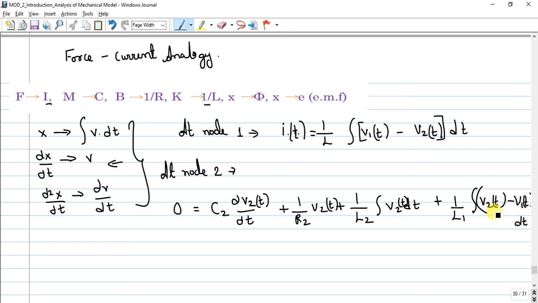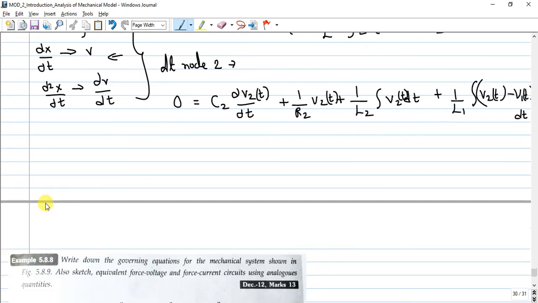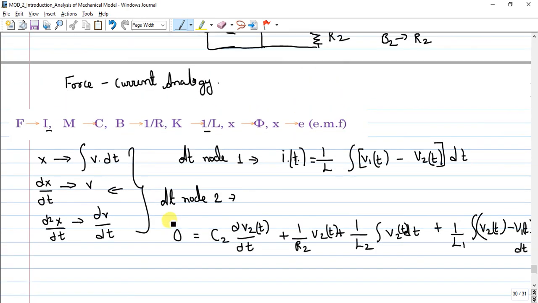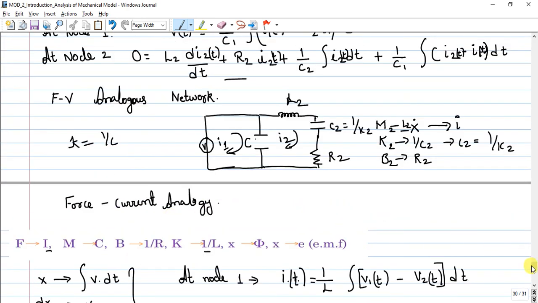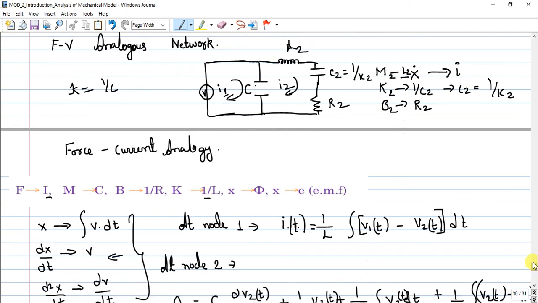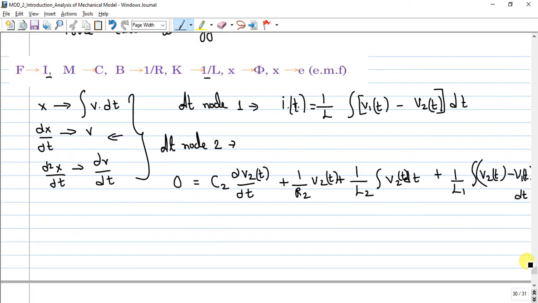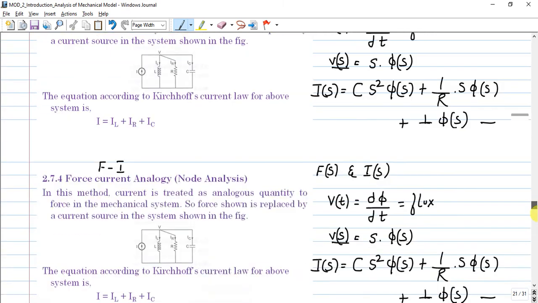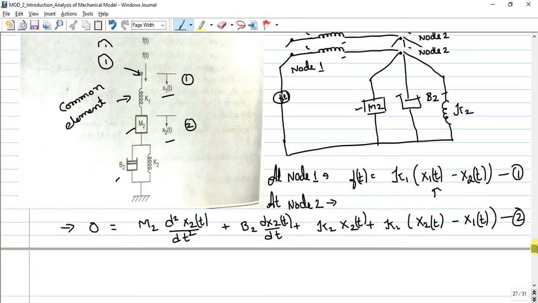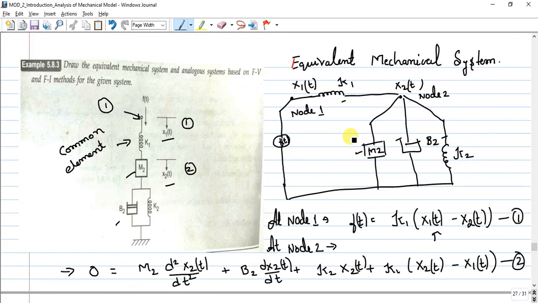So this will be your equation when you consider the force current analogy, and similarly I will write its network diagram. See how to represent the network diagram. It is very simple. In force current analogy, rewrite the same mechanical system diagram and replace it with electrical elements. Let me show you the sketch. So this is the system. I will copy it so that the explanation is easy.